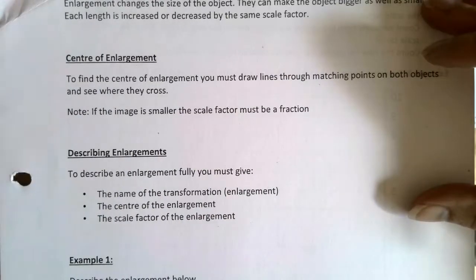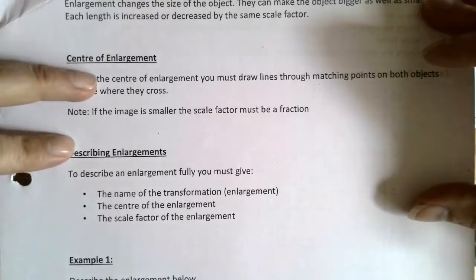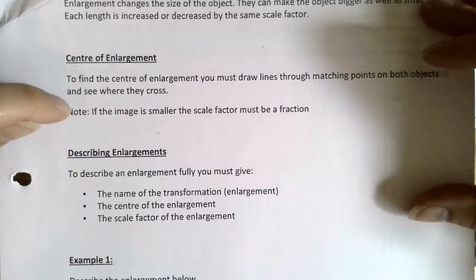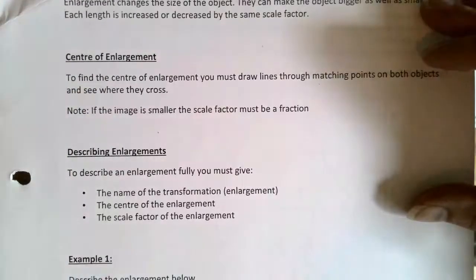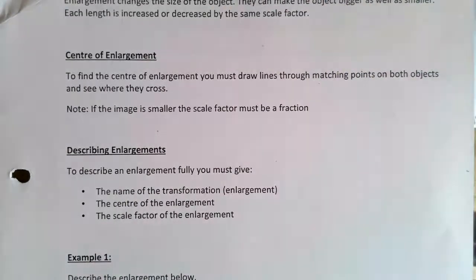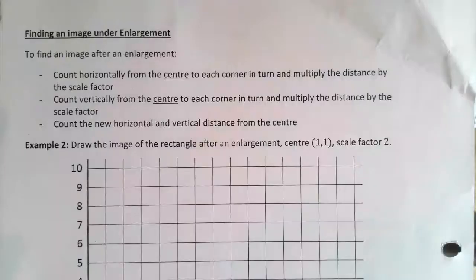Now, there's two different things we need to be able to do here. We need to be able to find the center of enlargement if we've been given the original shape and the enlarged shape, which we would call the image, and we need to be able to describe enlargements. So there's three things because those two go together. But we're not actually going to start with that. I know it's in this order in our notes, but we're going to start on page 92 in our notes. So turn over to 92 for me.